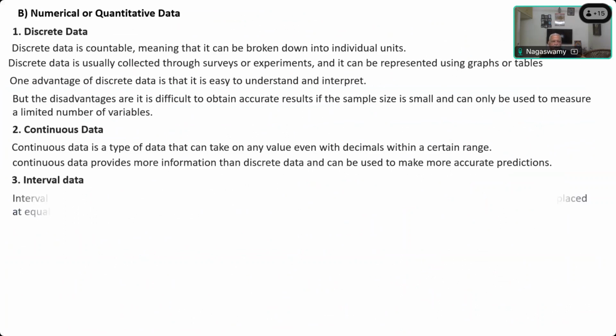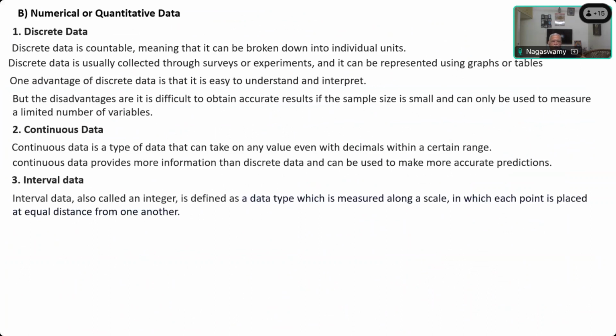And there is another thing called interval data, which is also called an integer. It is defined as a type of data which is measured along a scale in which each point is placed at equal distance from one another. So it shows the interval. For example, the visual analog scale, where you have 1 to 10, you have a definitive point. So if the patient says 9 out of 10, he is in extreme pain. Whereas if he is at 2 out of 10, he is in very mild pain. So like that, you can easily find out the data.